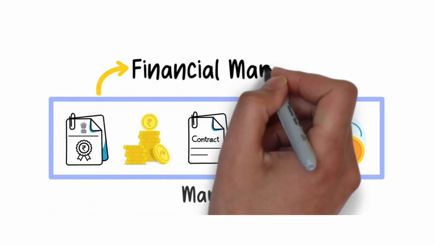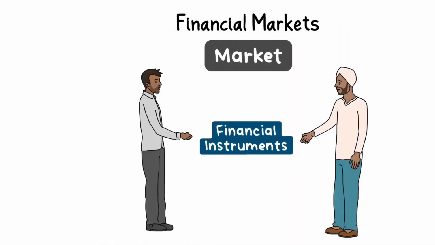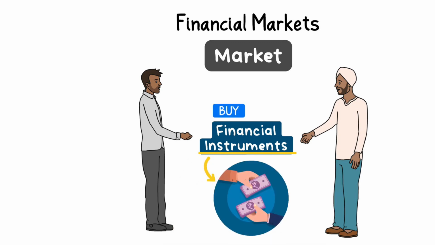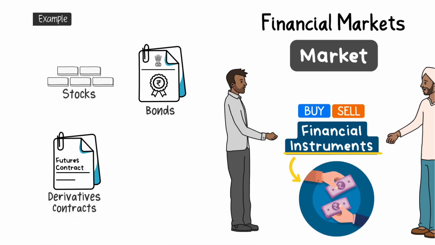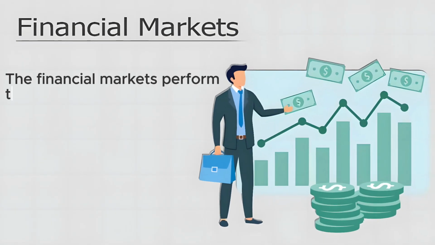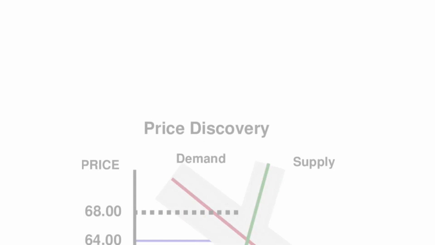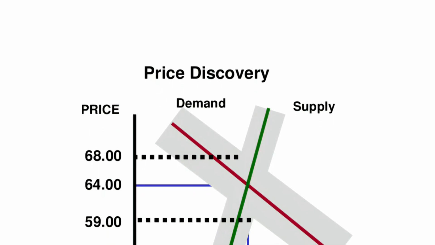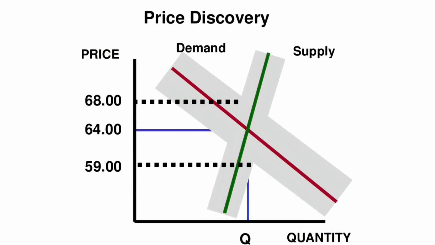The financial markets. The financial markets consist of a set of markets where financial assets are traded. Financial assets are claims to future payments or returns, such as stocks, bonds, derivatives, etc. The financial markets perform two main functions: price discovery and risk management. Price discovery means that financial markets determine the prices of financial assets based on their supply and demand.